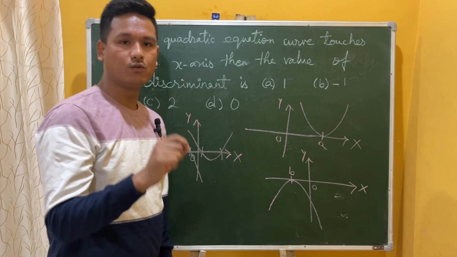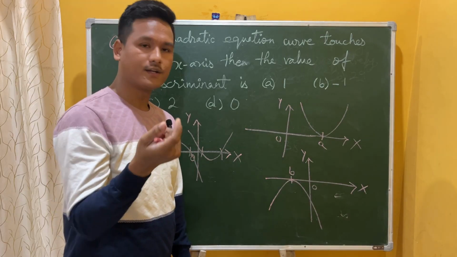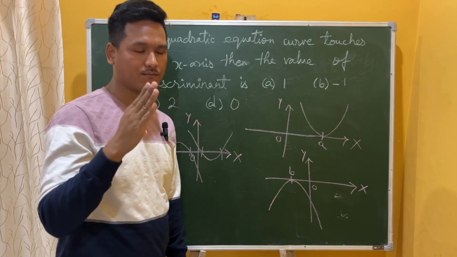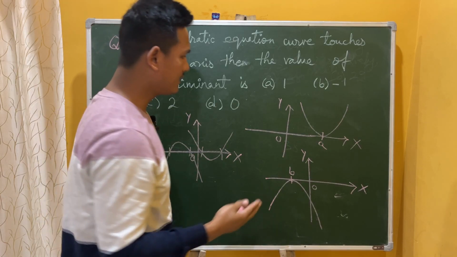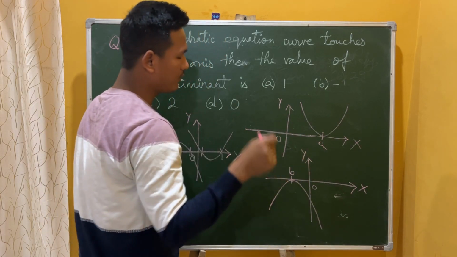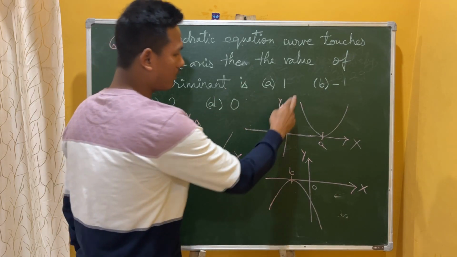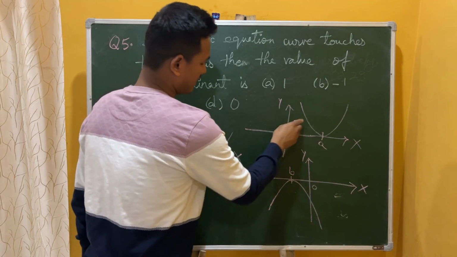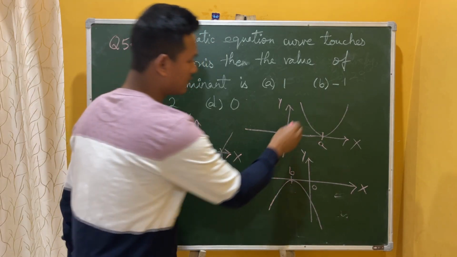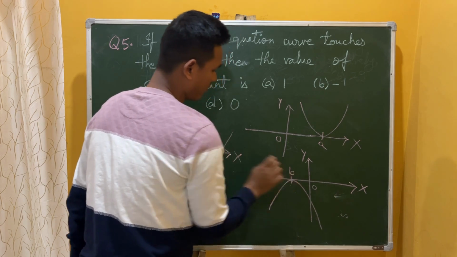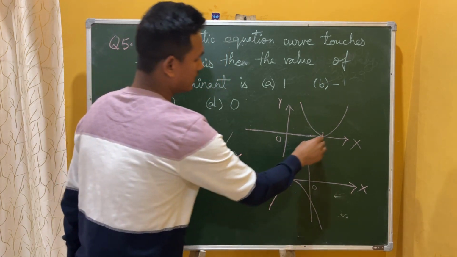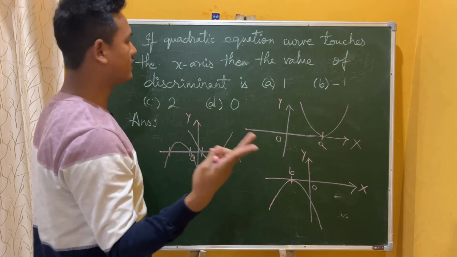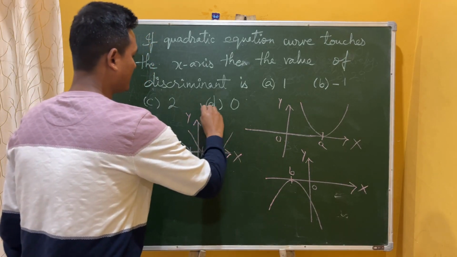Let's say the two values of x are, for example, 2 comma 2 or 1 comma 1 or minus 1 comma minus 1. So that is the case where, when you plot the graph of that equation, it will just touch the x-axis at one point. So that means you have two equal roots. So when you have two equal roots, the discriminant is what? It is 0.